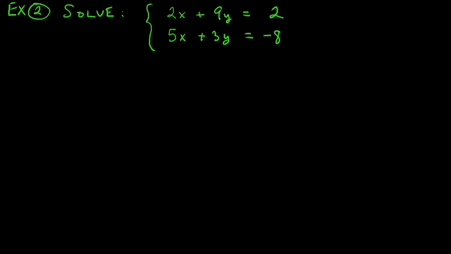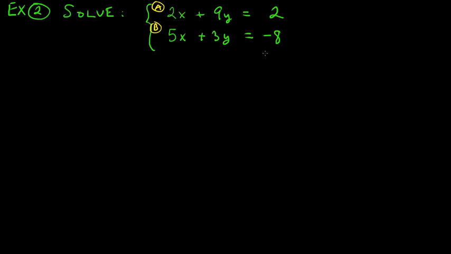Okay, so here's our second example. We have a system of 2 equations. Equation A is 2x plus 9y equals 2. And equation B is 5x plus 3y equals negative 8. Okay. So again, I highly recommend you try this yourself. See how far you can get. Hopefully you can get the solution. So pause the video, try it, and let's see what happens.